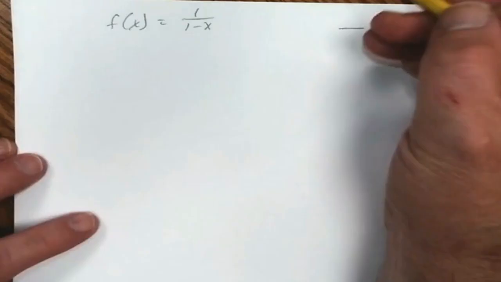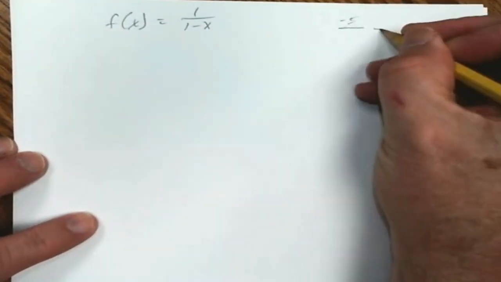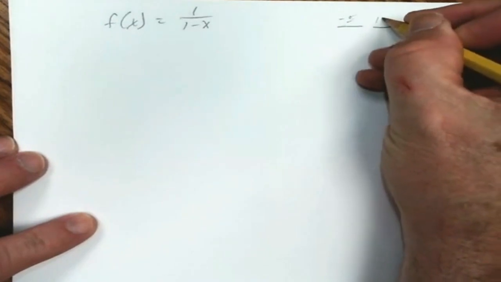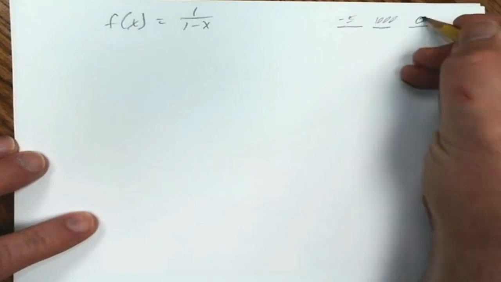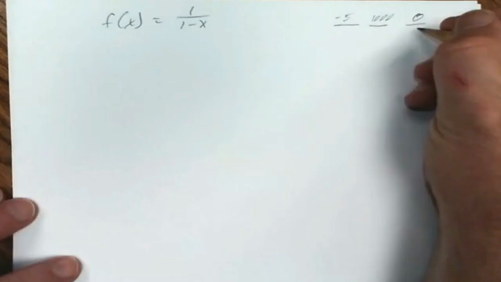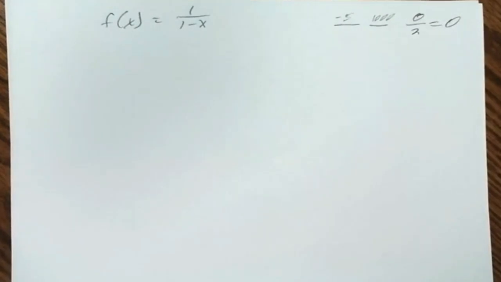Can we put -5? Is that legal? Sure, we can have a fraction with -5. Can we have a fraction with 1,000? Sure, we can have a fraction with that. Can we have a fraction with 0 on top? Sure, we can have a fraction with 0 on top. 0 over 2 just equals 0, right? 0 divided by 2, it's just 0.